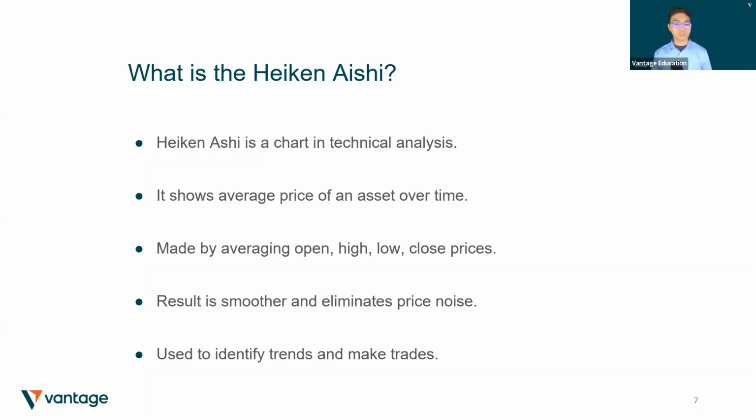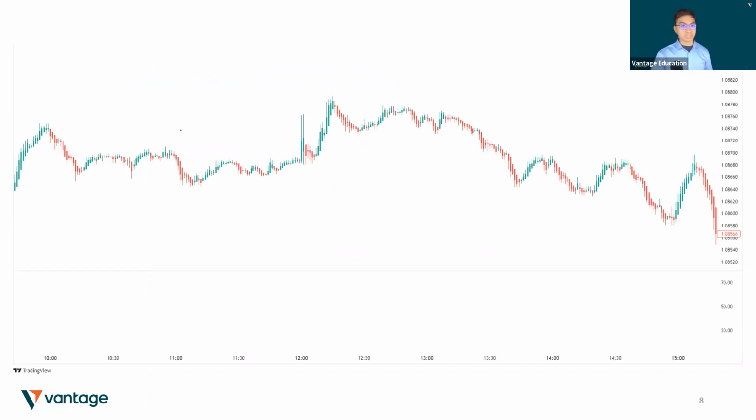So in conclusion, Heiken Ashi charts provide a unique perspective on the price movement of an asset. It helps traders and investors make better decisions, eliminating most of the noise, and provides a clearer view of the underlying trend. It also helps traders find the overall direction of the market. So let's move on. Take a look, that's how the Heiken Ashi chart actually looks.